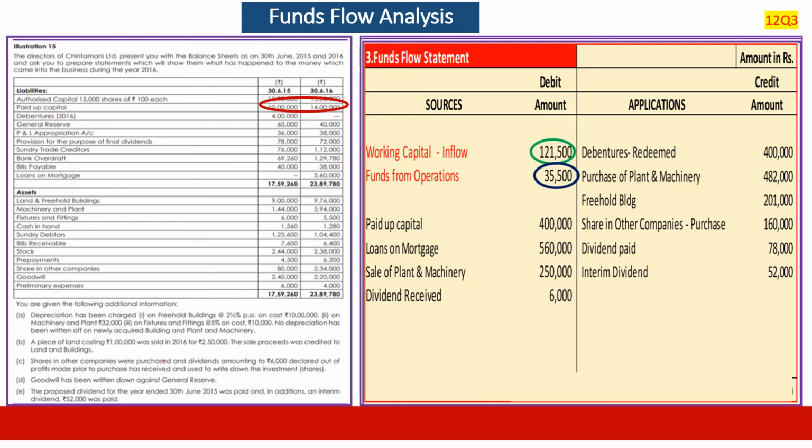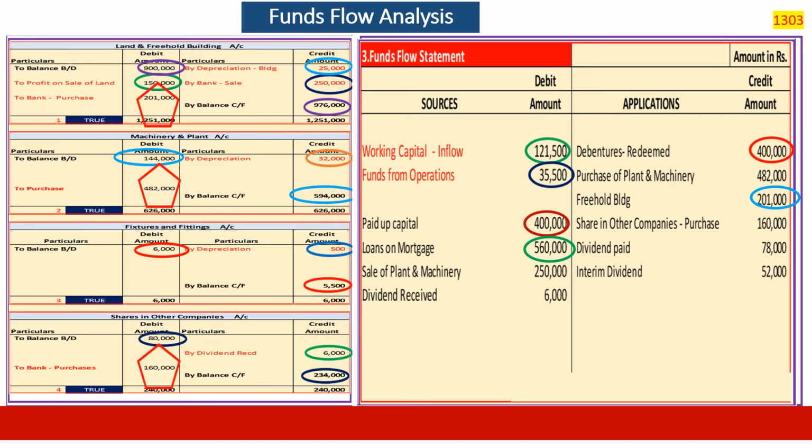Paid up capital 10 lakh to 14 lakh rupees, means 4 lakhs is raised during the year. Then we have got debentures 2016 series redeemed fully. There is no question of premium or anything which is mentioned. It is paid out. Therefore, 4 lakhs is the application. Third, we have a loan on mortgage raised during the year, which was 0 in the beginning of the year, 5,60,000 loans on mortgage. Then we go to adjustment accounts to find out what are the other pending things.